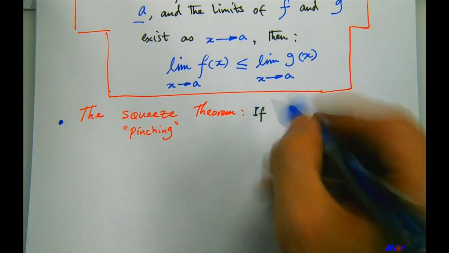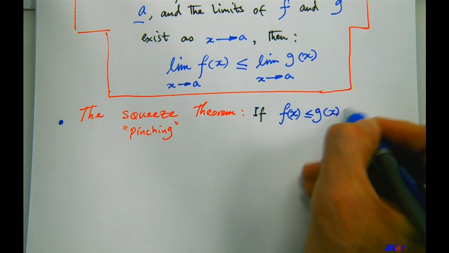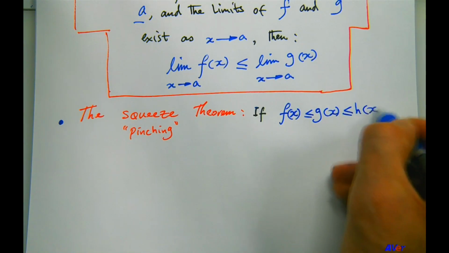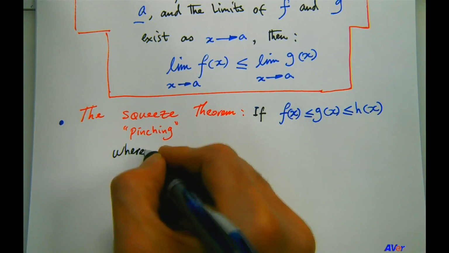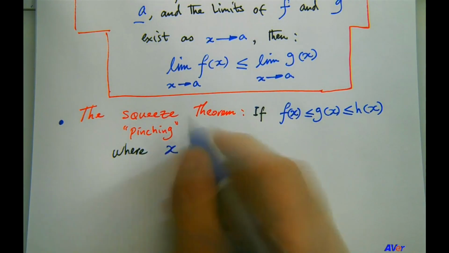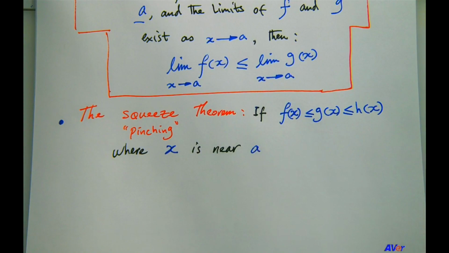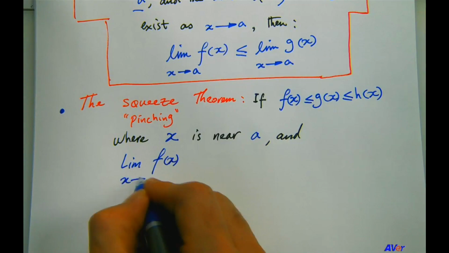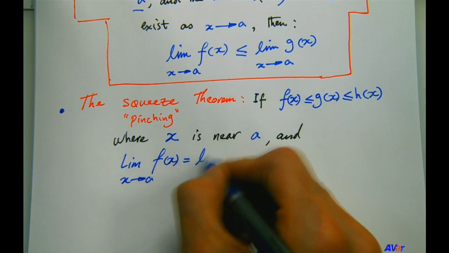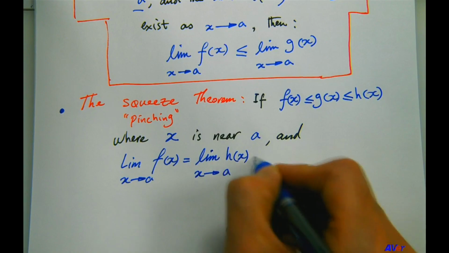So if we have three functions such that f of x is less than or equal to g of x, such that g of x is less than or equal to h of x, if we have this scenario with three functions, where x is near A, and the limit of the function f as x approaches A is equal to the limit of h of x as x approaches A equals L.